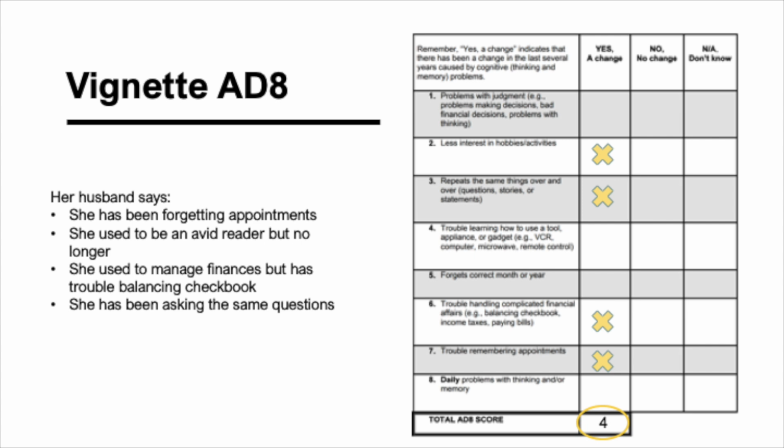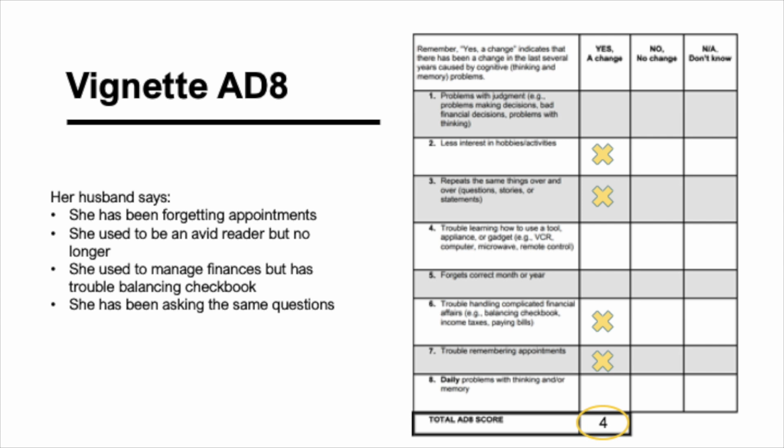And for this one, I will gently remind you, if she had never done the checkbook balancing or managing the finances, we wouldn't mark that as a change because she'd never done it. So only if there had been a recent change would we put that one there. And then finally, she has also been repeating questions. So her total score would be a 4. And again, any score of 2 or greater is likely of cognitive impairment. So we would maybe recommend, grandma, maybe let's go talk to a specialist. So that would be her AD8.